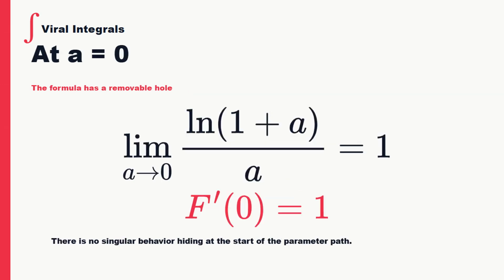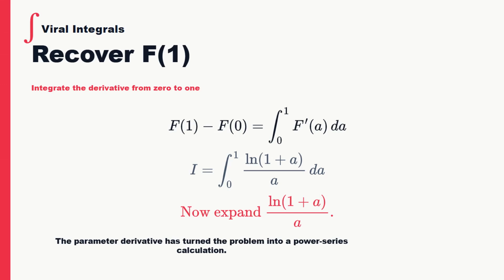Now let's note that the limit as a approaches 0 of natural log 1 plus a over a is just 1. So F prime at 0 is just 1. And now we integrate F prime of a from 0 to 1 using the fundamental theorem of calculus. So F of 1 minus F of 0 is the integral from 0 to 1 of F prime of a with respect to a. And F of 1 we know is I, and F of 0 is 0. So I is equal to the integral from 0 to 1 of natural log 1 plus a over a.